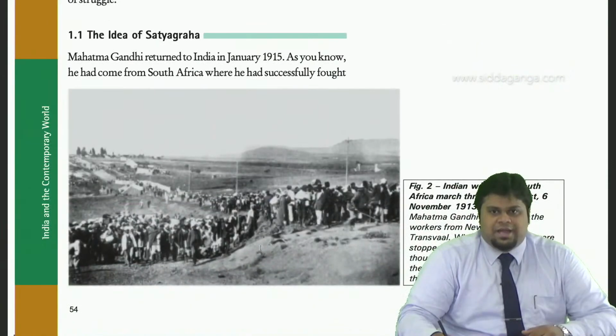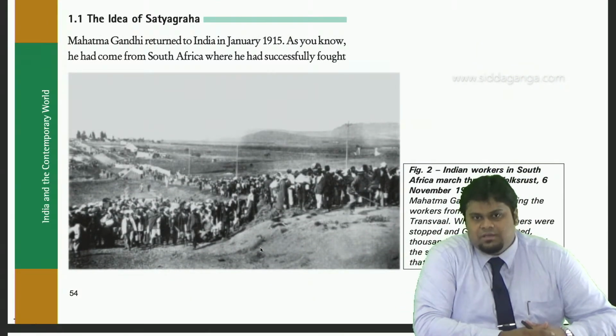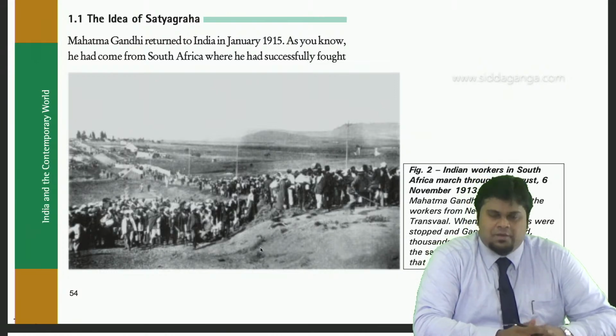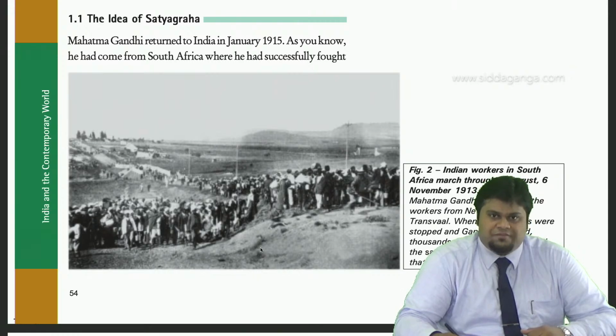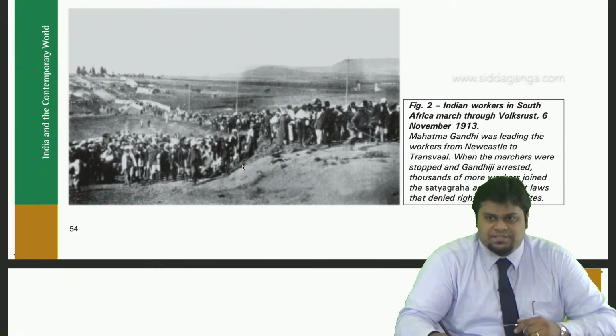Next, coming to the idea of Satyagraha. Mahatma Gandhi returned to India in January 1915. As you know, he had come from South Africa where he had successfully fought. This is an illustration where you can see Indian workers in South Africa marching through Volksrust on the 6th of November 1913, and Mahatma Gandhi was leading the workers from Newcastle to Transvaal.